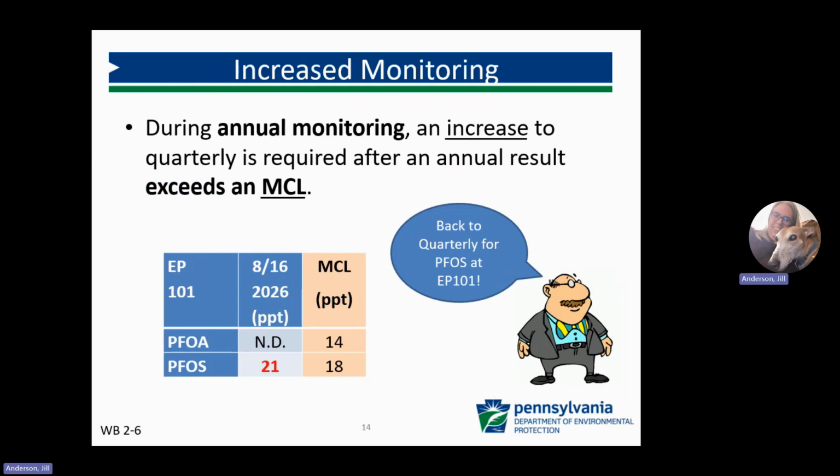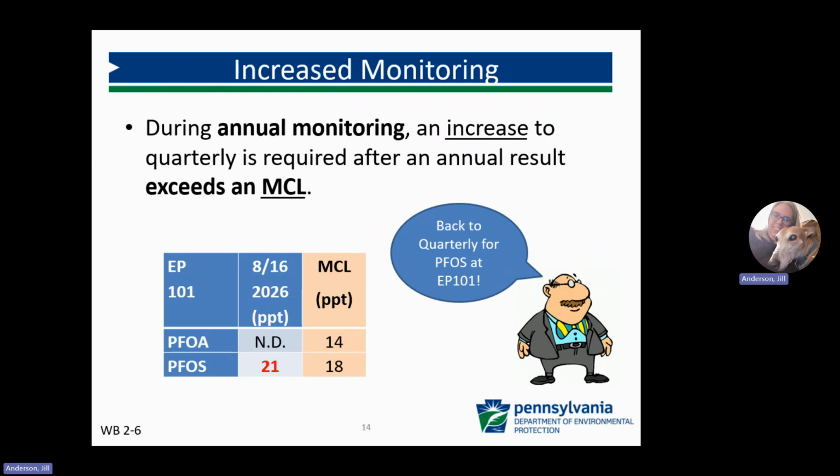Another scenario that would require a system to increase their monitoring is shown here. During annual monitoring, an increase to quarterly is required after an annual result exceeds an MCL. Remember, a system would be on annual monitoring if they had a previous detection, followed by 4 consecutive quarters that are reliably and consistently below the MCL.